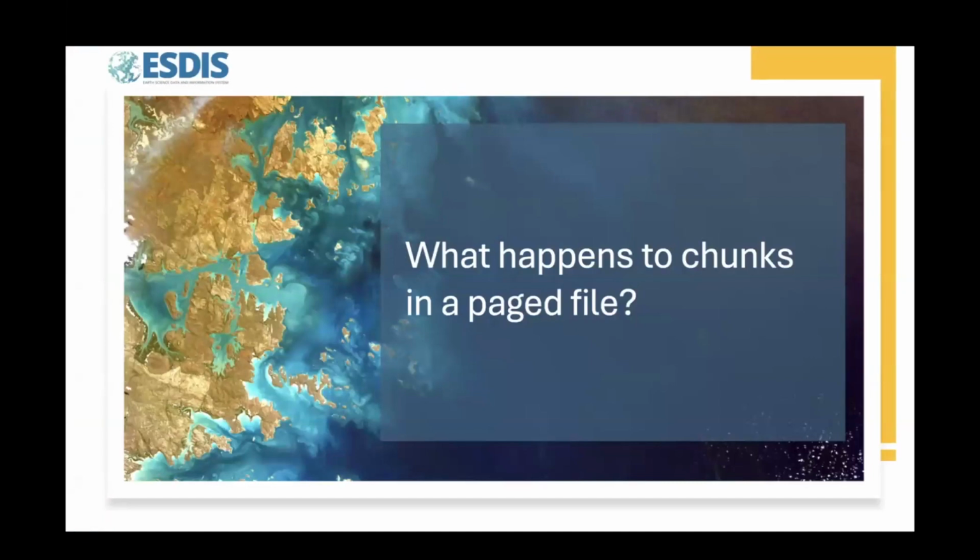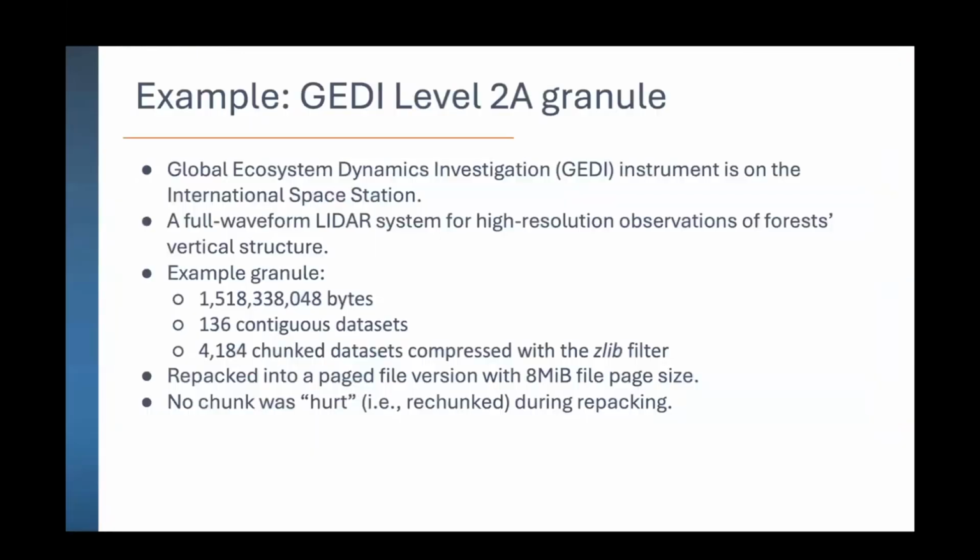Here I want to give some results. So what happens to chunks when you page that file? I examined one file from one specific NASA instrument. That one is on the International Space Station, and it's essentially a LiDAR that shoots 6 laser beams down. This is an interesting case because there's a lot of datasets in this file. As you can see, there's 4,100 plus compressed datasets in this single file.